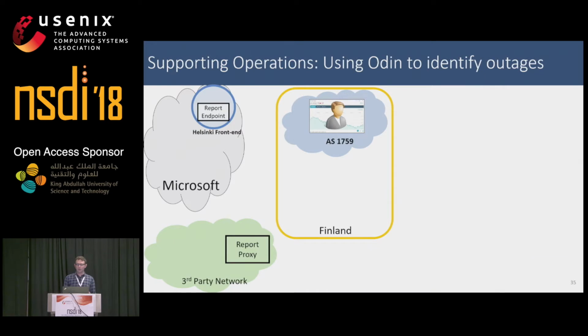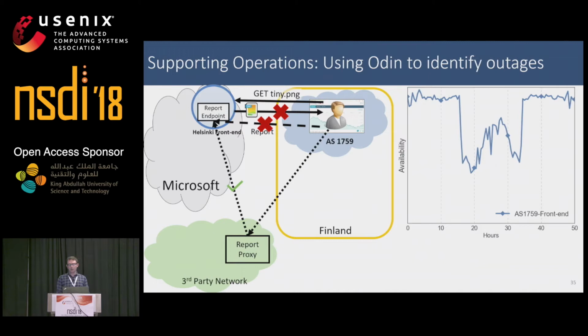So next, I'll talk about using Odin to identify outages. Sometime last year, users in AS 1759 in Finland started seeing errors when measuring to our Helsinki front end. They also saw errors trying to report these measurements because the report endpoint is hosted in the Helsinki front end. Clients were able to proxy the results, so we were able to detect the outage. The figure shows the full outage over time. On the y-axis, we have availability, and on the x-axis are a number of hours. And you can see that around the 15th hour, there's a sharp drop in availability.